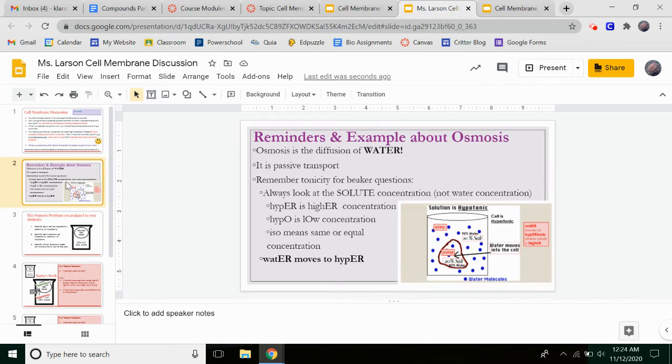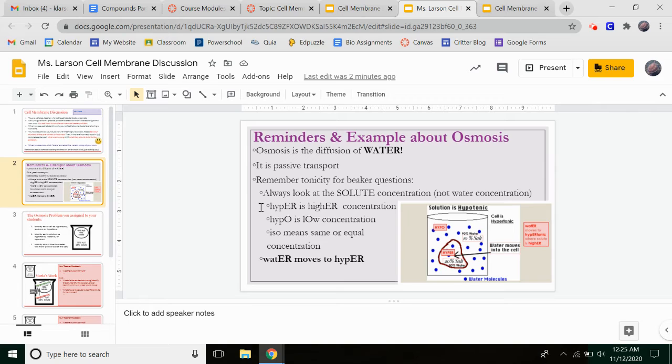Reminders about osmosis beaker problems are in the next slide just to help you. If you go to the next slide, you'll see that osmosis is the diffusion of water. It is a type of passive transport. You have to remember about this thing called tonicity for beaker questions. When you look at the beaker questions, you always need to look at the solute concentration and not the water concentration. You need to know that hypertonic is where there's a higher concentration.